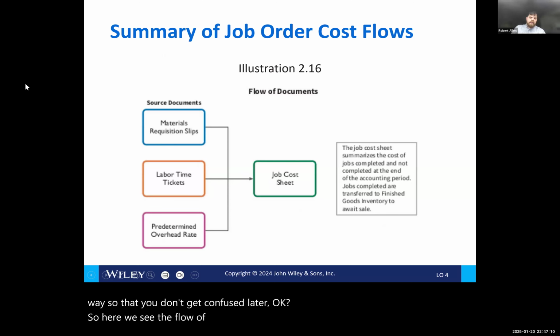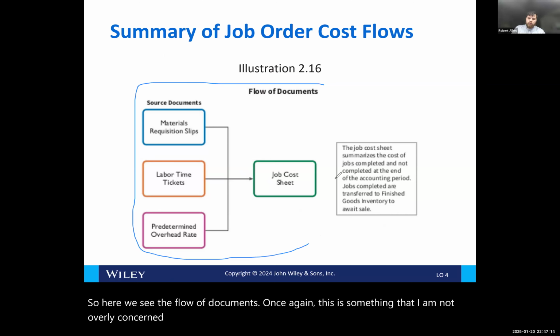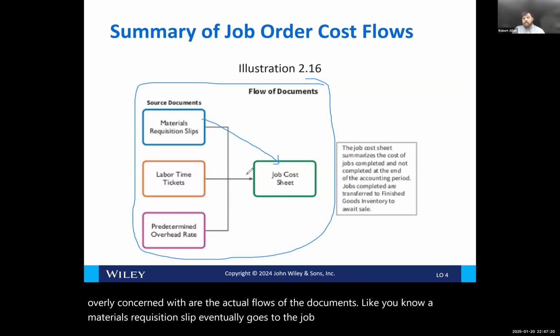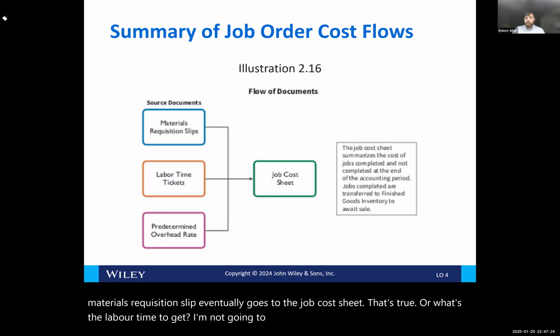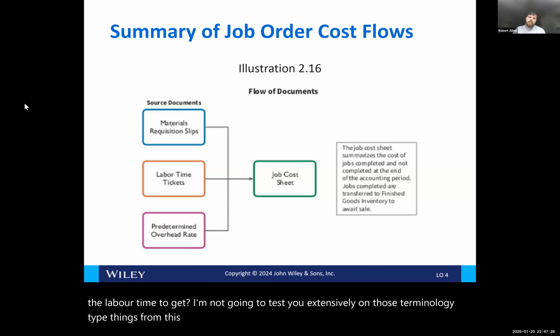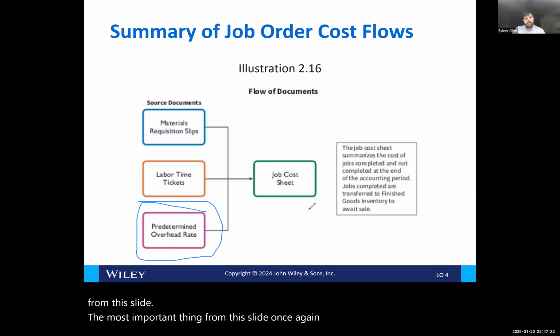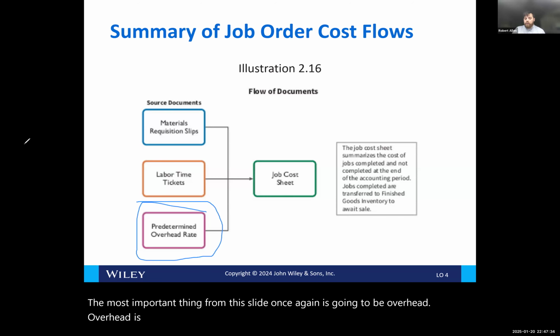Once again, this is something that I am not overly concerned with, the actual flows of the documents, like, you know, a materials requisition slip eventually goes to the job cost sheet, that's true, or what's the labor time ticket. I'm not going to test you extensively on those terminology type things from this slide. The most important thing from this slide, once again, is going to be overhead. Overhead is always kind of the thing that we care the most about because it's the most complicated.